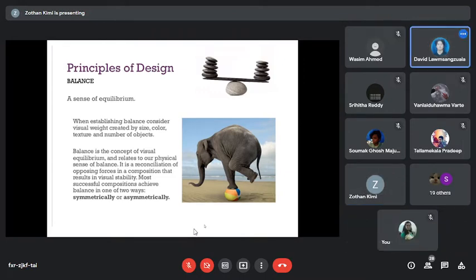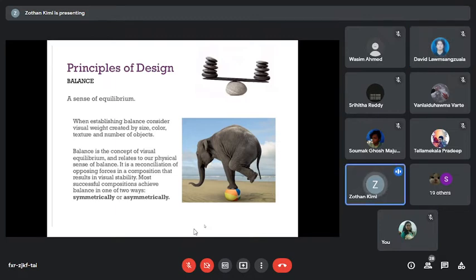Principles of design, balance, a sense of equilibrium. When establishing balance, consider visual weight created by size, color, texture, and number of objects. Balance is the concept of visual equilibrium and relates to our physical sense of balance. It is a reconciliation of opposing forces in a composition that results in visual stability. Most successful compositions achieve balance in one of 2 ways, symmetrically or asymmetrically.